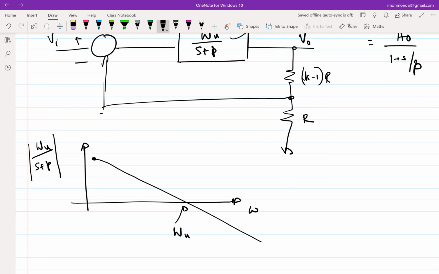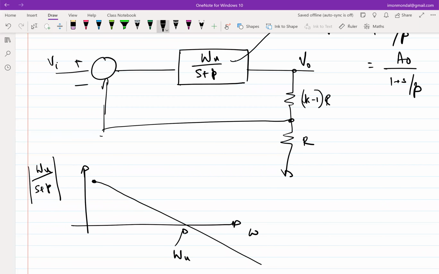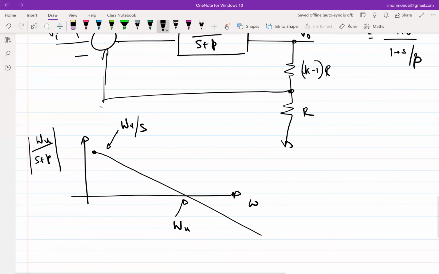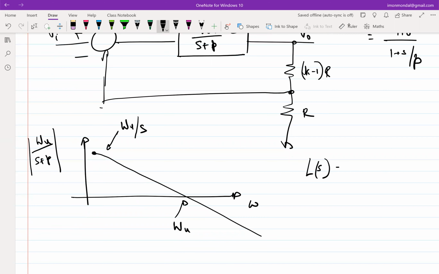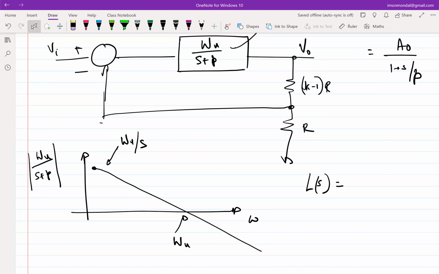In this particular case it's omega u, but if I plot the loop gain, so this is only the integrator, right? If I plot the loop gain on top of this, so this is omega u over s. So if I plot loop gain, let's say L of s, what is the expression for L of s in this particular circuit? Omega u by k divided by s plus p. Well, not minus, right? Yeah.